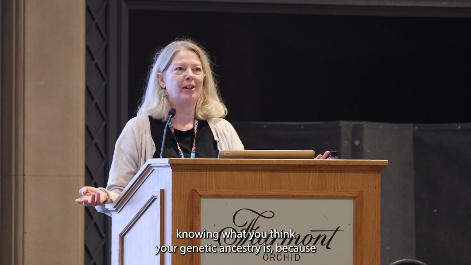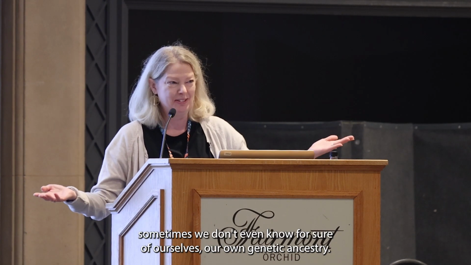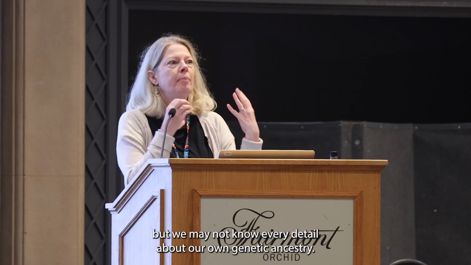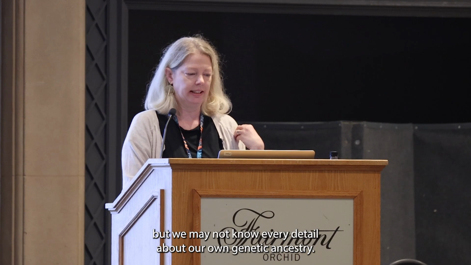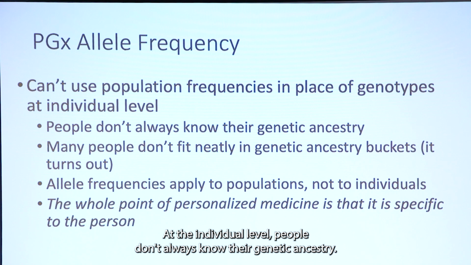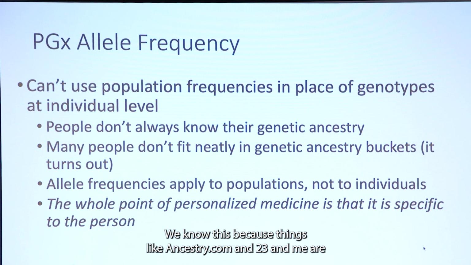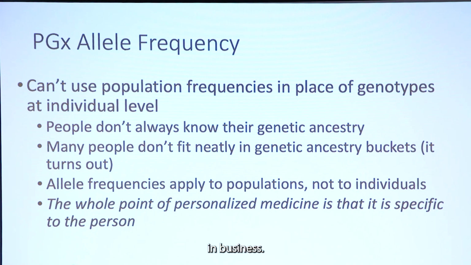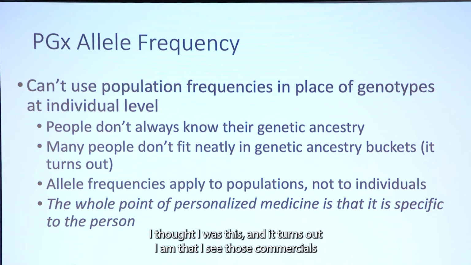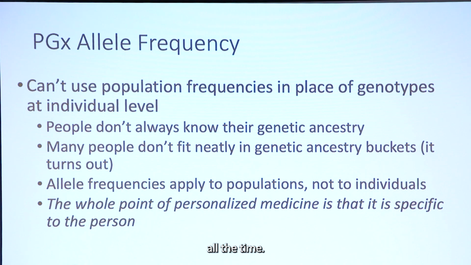and we don't have to guess by looking at you and knowing what you think your genetic ancestry is, because sometimes we don't even know for sure of our own genetic ancestry. We know our ethnicity, we know our background, but we may not know every detail about our own genetic ancestry. So yes, why can't we use these population frequencies in place of genotypes at the individual level? People don't always know their genetic ancestry. We know this because things like Ancestry.com and 23andMe are in business. People love to find out these kinds of things, like what's hidden in my genetic ancestry. I thought I was this, and it turns out I am that. I see those commercials all the time. So it can be a mystery to us.